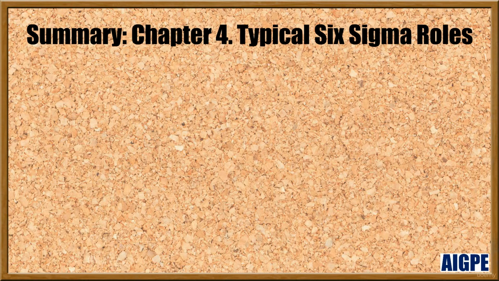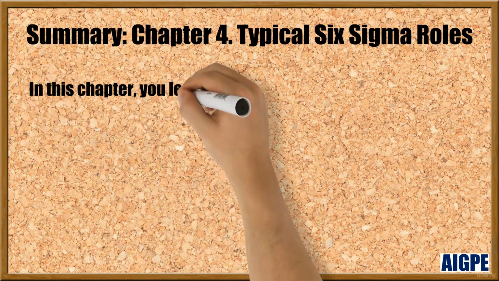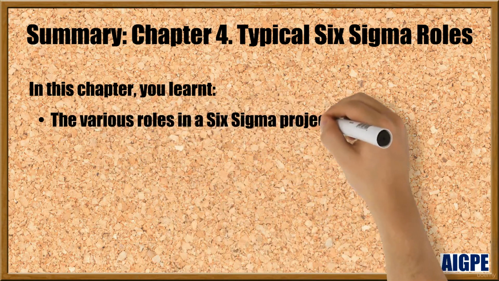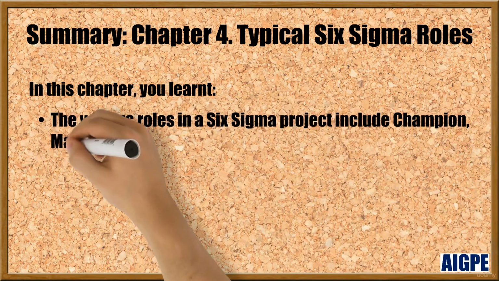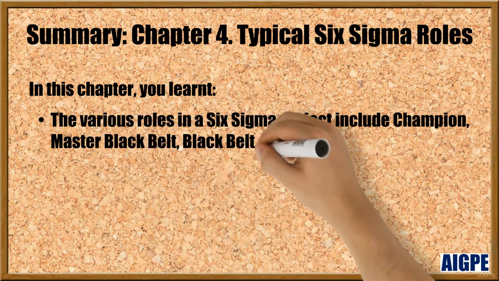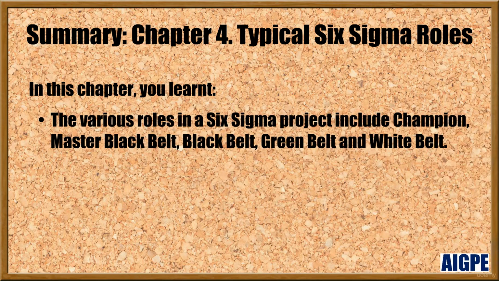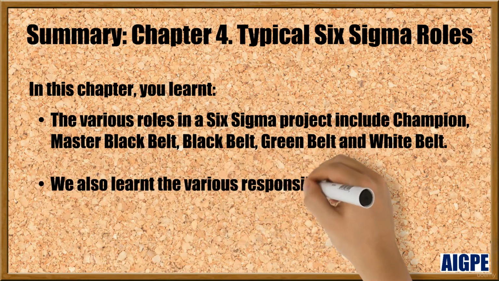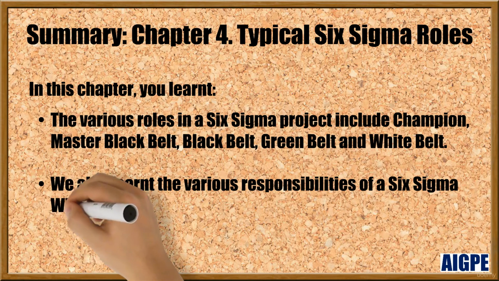Summary. In this chapter, you learned the various roles in a Six Sigma project, including champion, master black belt, black belt, green belt, and the white belt. We also learned the various responsibilities of a Six Sigma white belt.